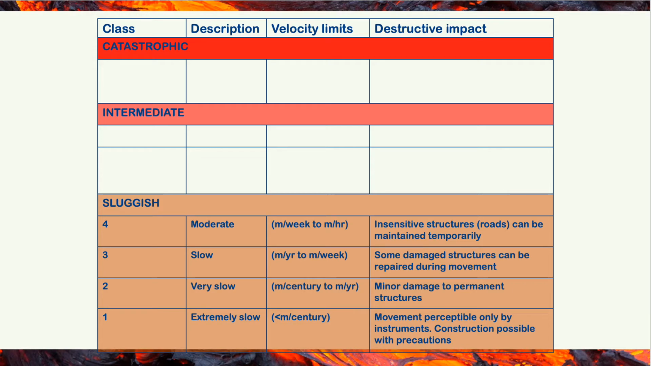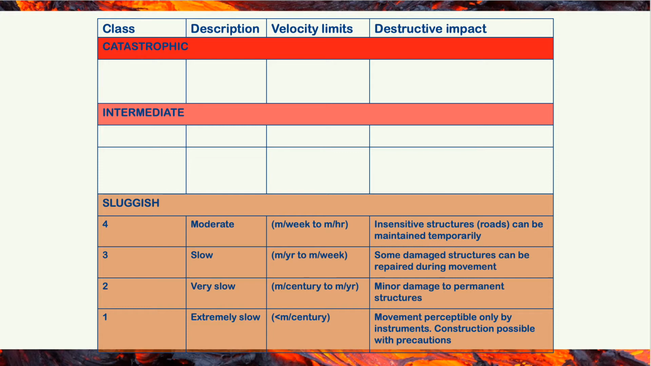So if we start with the sluggish, we start down at class 1, which is extremely slow, with velocity limits on the order of meters per century. And the destructive impact of this is that the movement is really perceptible only by instruments, and as long as you're aware that that motion is happening, you can actually take precautions to allow it. This kind of motion, however, can impact structures which already exist, so you can have catastrophic damage caused to buildings by this kind of movement, but you're going to have time to prepare for that and mitigate against it.